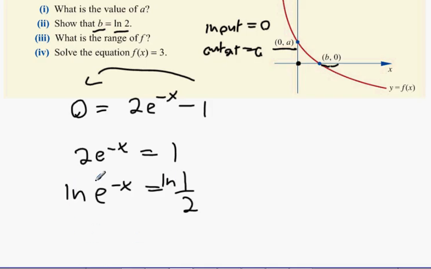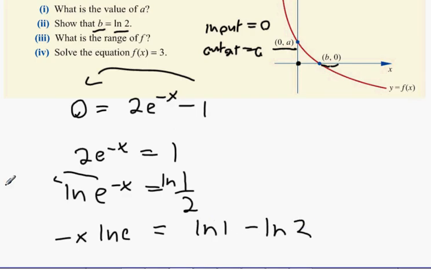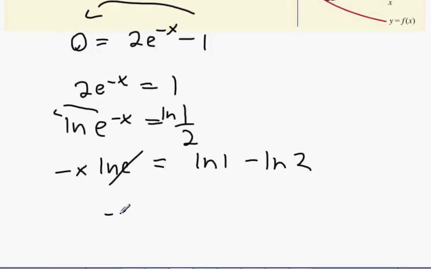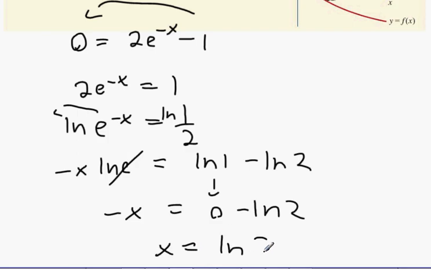Then upon ln both sides, we're going to bring the minus x to the front. Minus x ln e equals. Now what is ln a half? It's ln 1 minus ln 2. Minus x equals minus ln 2. Multiply both sides by minus 1. X equals ln 2. Everybody know that's the fraction rule for logs, yeah?